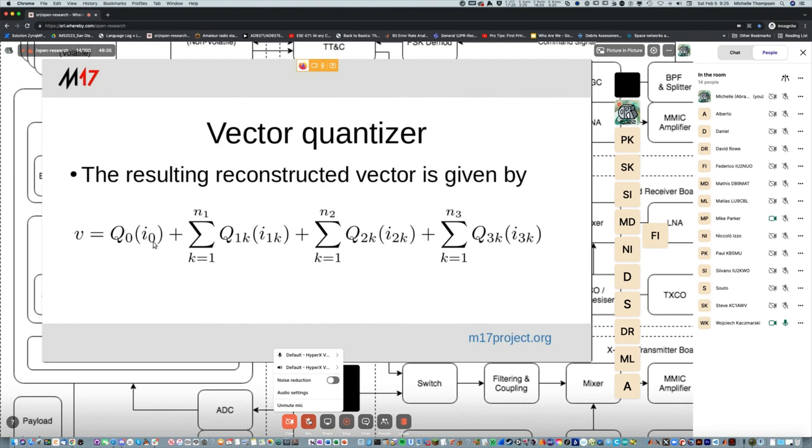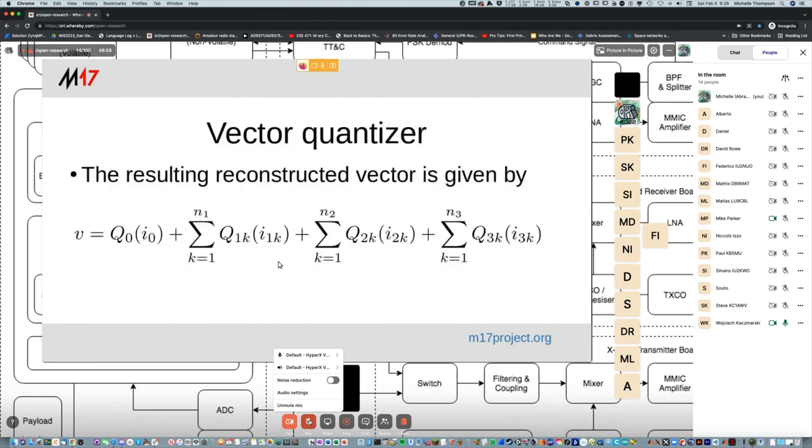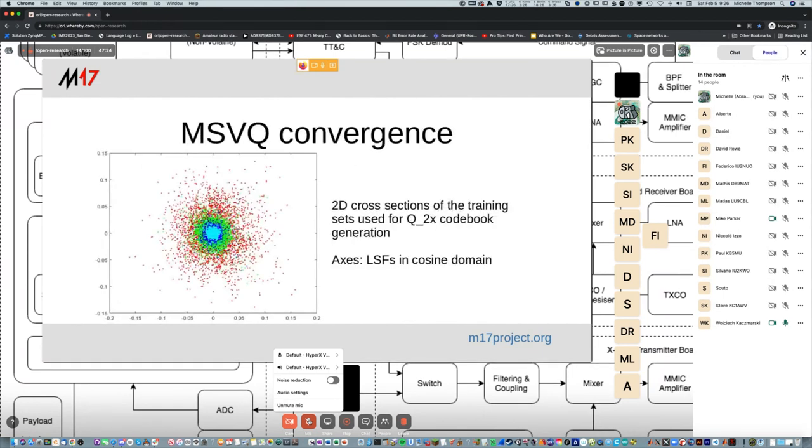So this is how it's done, how the vector is reconstructed. So we just take the I0 entry from the Q0 codebook and then add the I1K, where K is from 1 to the number of stages for the first part. So this is the first column. So we add up all those vectors, then add up the another 3 dimensions and the last 4 dimensions of the LSF. So this is how the vector quantizer works, and this is how the vector is being reconstructed based on the indices. And this is how the split vector quantizer converges. So this basically shows how the error is minimized.